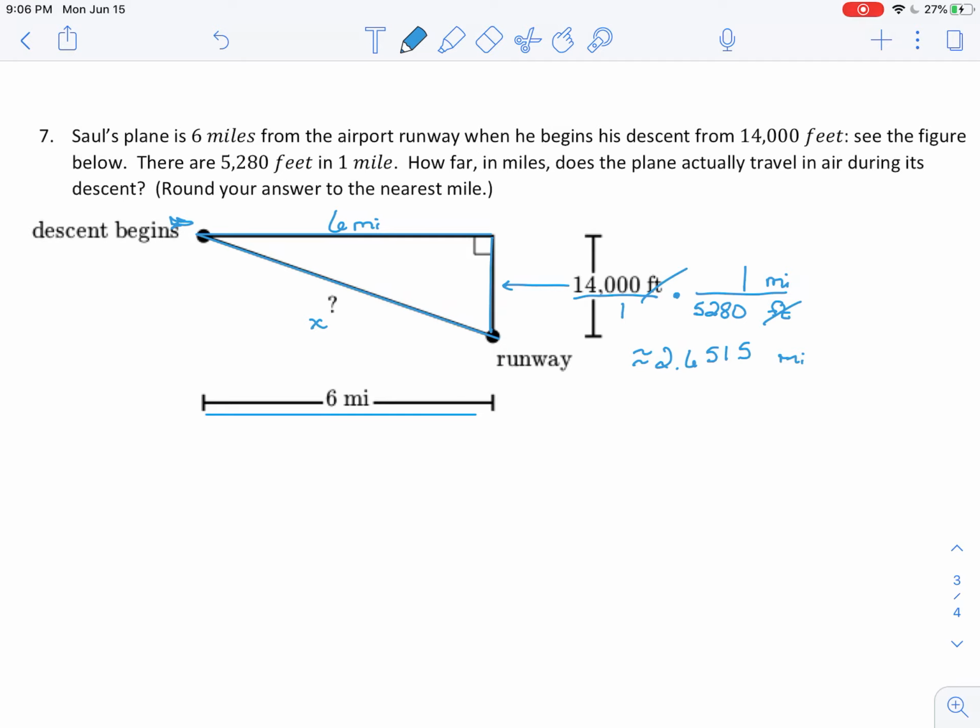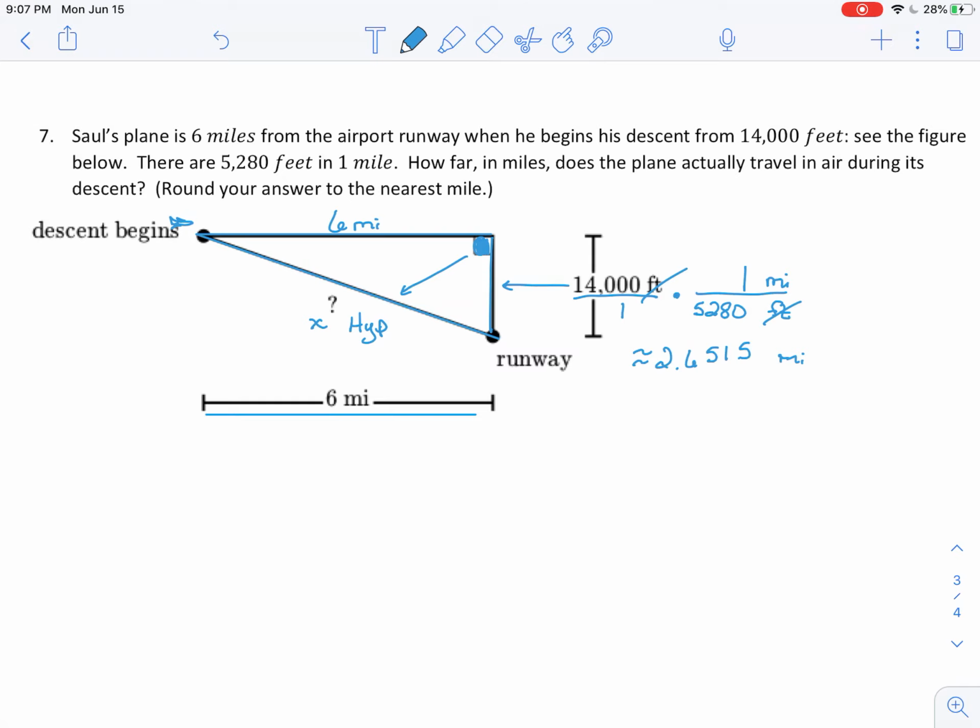What we usually do is we start with the right angle and identify which side is the hypotenuse. And it's x. So I'm trying to find the hypotenuse for this problem. But you'll also notice I have both legs already measured: 6 miles, 2.6515 miles. And there's no angle that I can be next to. There's no angle to be across from. I don't know what any of these angles are, and to be honest, I don't really care. We don't need it for this problem.